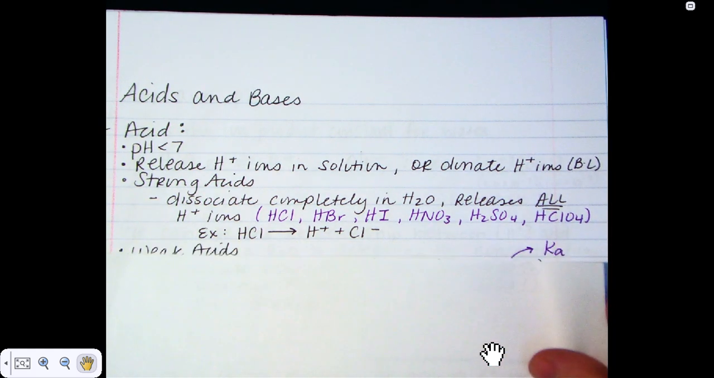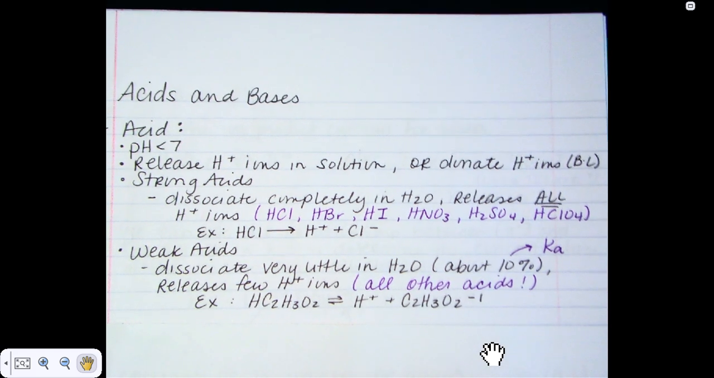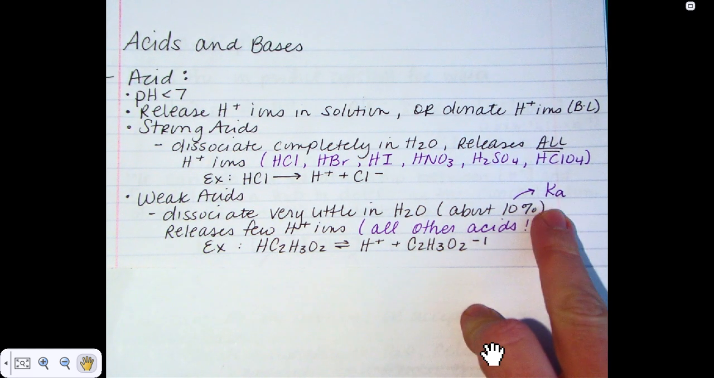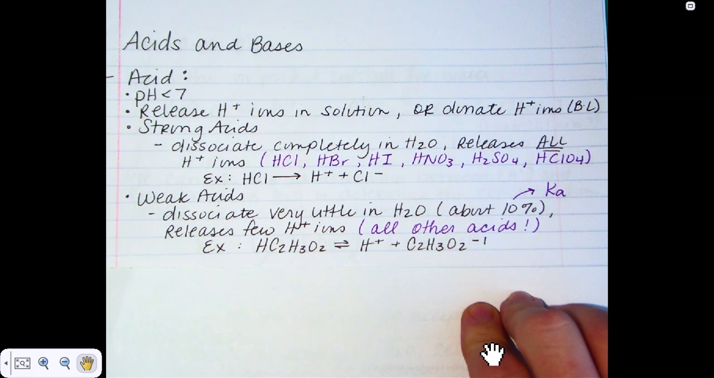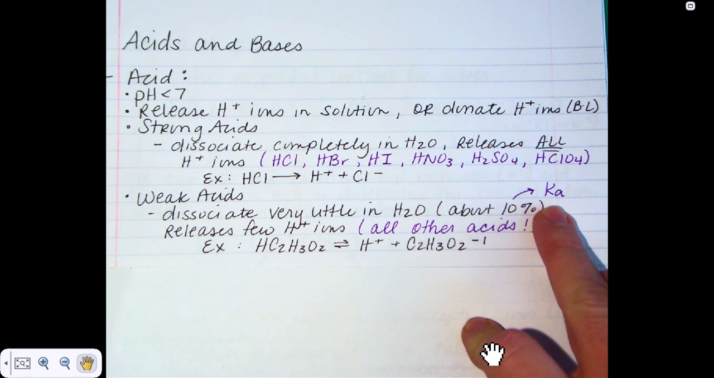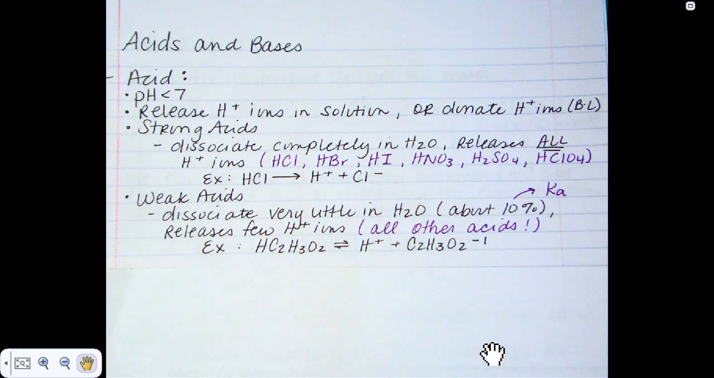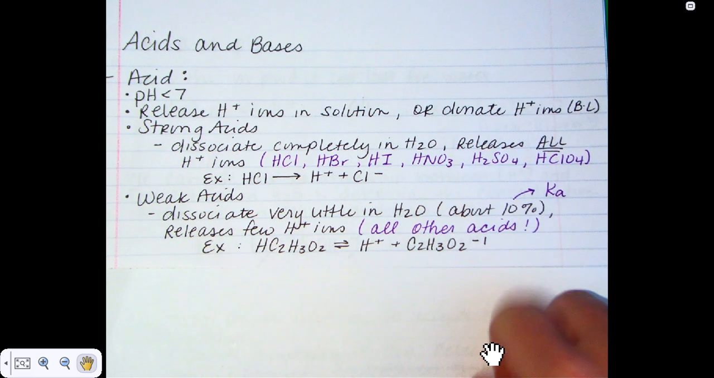Okay. Then our weak acids dissociate very little in solution. About 10% is a little bit of an estimate there. The actual value is governed by the Ka value, which is not something that we cover in Chem 1, but is something that is more covered in AP chemistry. But the numerical value of the Ka, the acid dissociation constant, governs how much of a particular weak acid will dissociate at a certain temperature. Every other acid other than these strong 6 would be considered a weak acid.